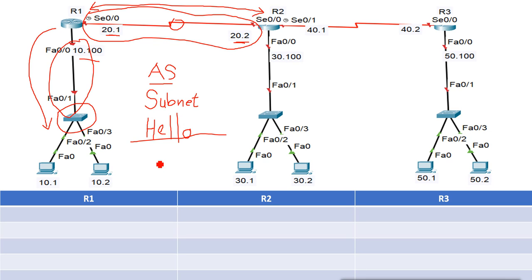multiple metrics, actually five. We have bandwidth, delay, reliability, load, and also MTU. So basically it has five metrics. What are these metrics?